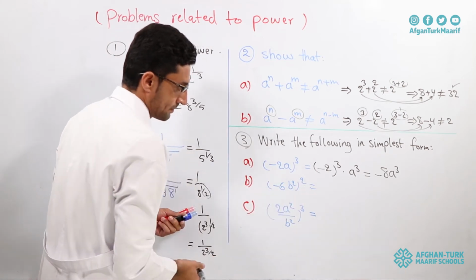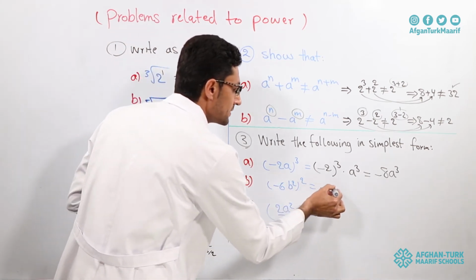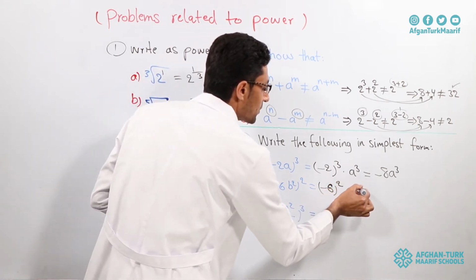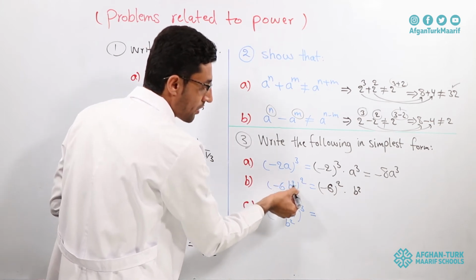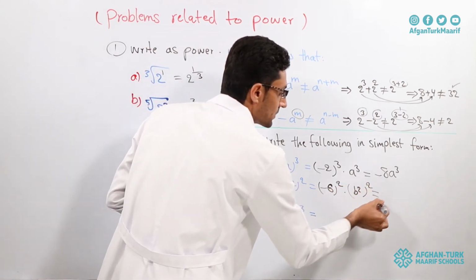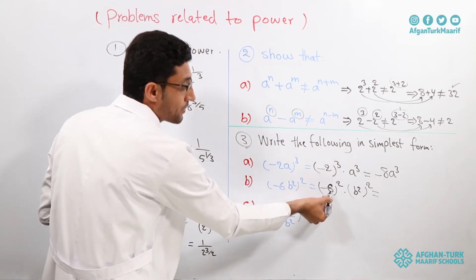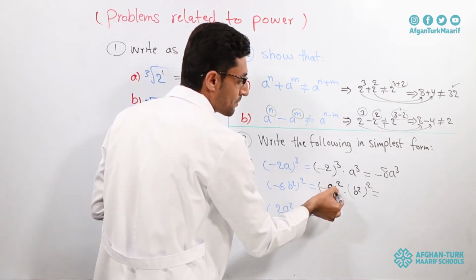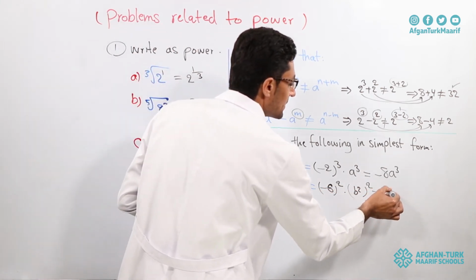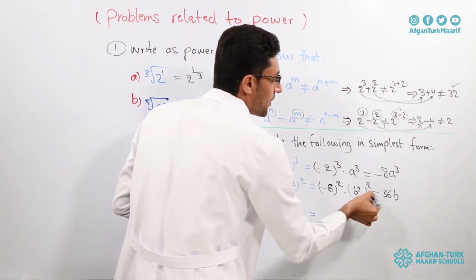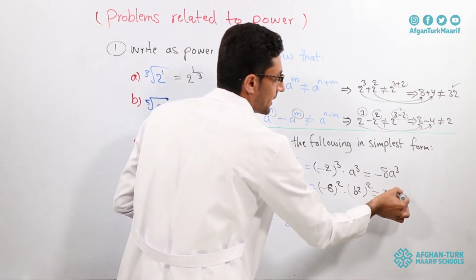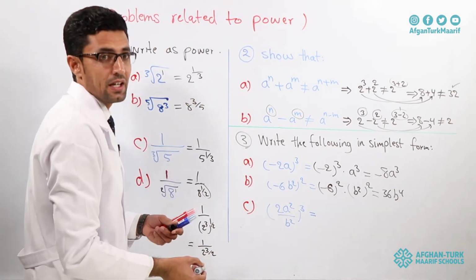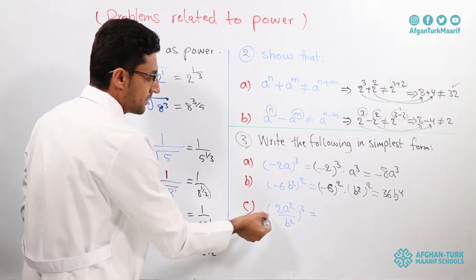Okay, how about this problem? It means minus 6 is to the power of 2, and b squared, or b to the power of 2, is also to the power of 2. Okay, a negative number to an even power is positive. Minus 6 multiplied by minus 6 is 36. 36 b to the power of 4, since 2 multiplied by 2 is 4.